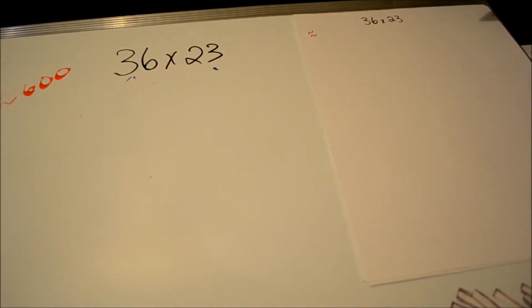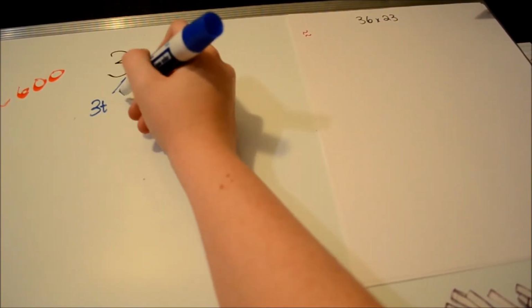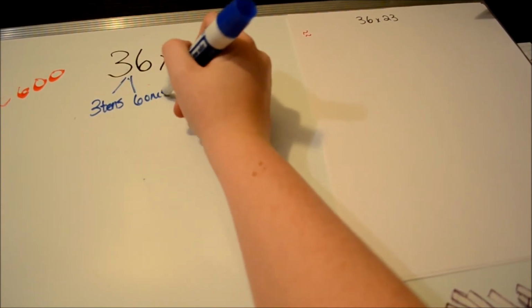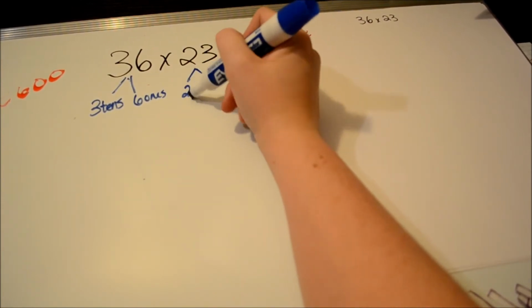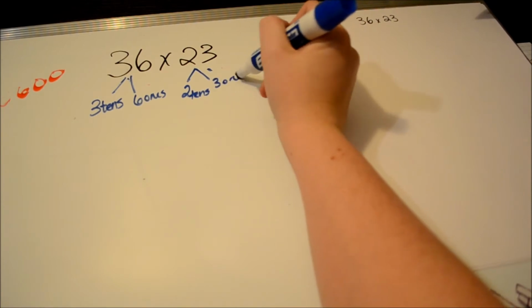Now to solve this using base 10 blocks, we will use the area method. So in order to be able to represent these numbers using the blocks, we first need to split them up into tens and ones. So you can see that the number 36 will have 3 tens and 6 ones. And the number 23 will have 2 tens and 3 ones.